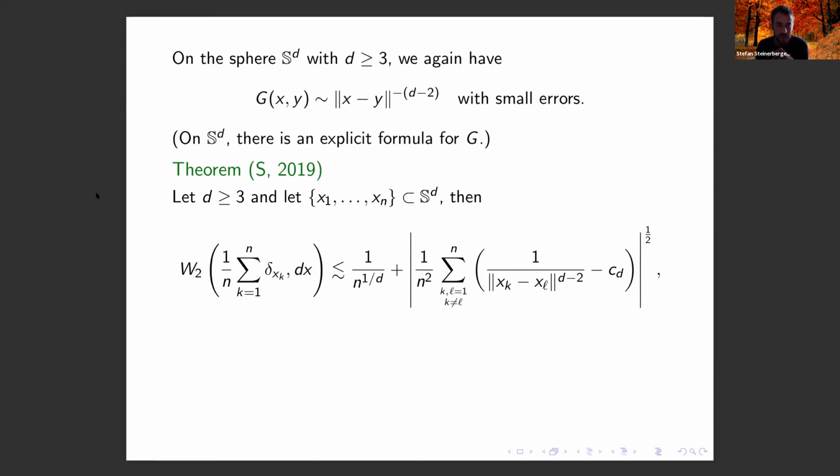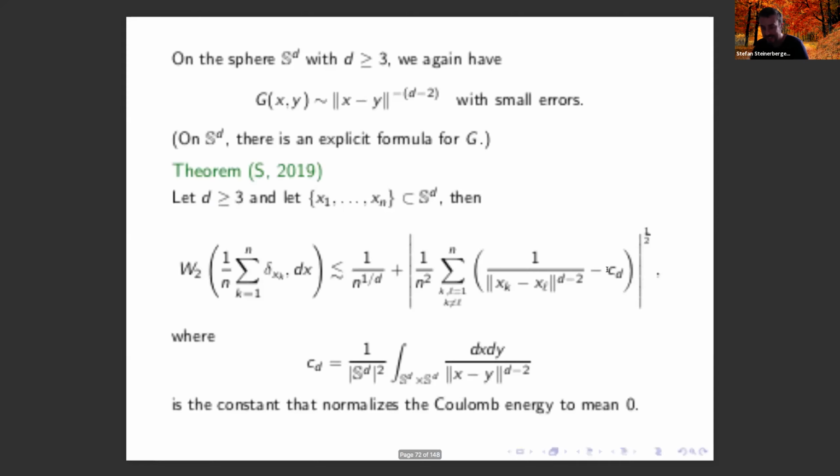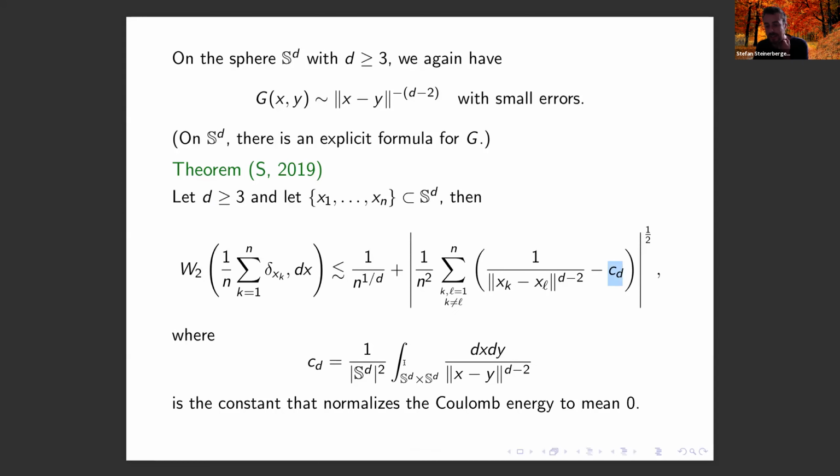So on the sphere, again in dimension 3 and higher, there is an estimate for the W2 transport that is the absolutely necessary quantity. And this version is really explicit now. There's no Green's function here. And this constant CD is chosen such that it's the limiting asymptotics for a uniform distribution. So you subtract that, and you see how much you deviate from the optimal limiting case.